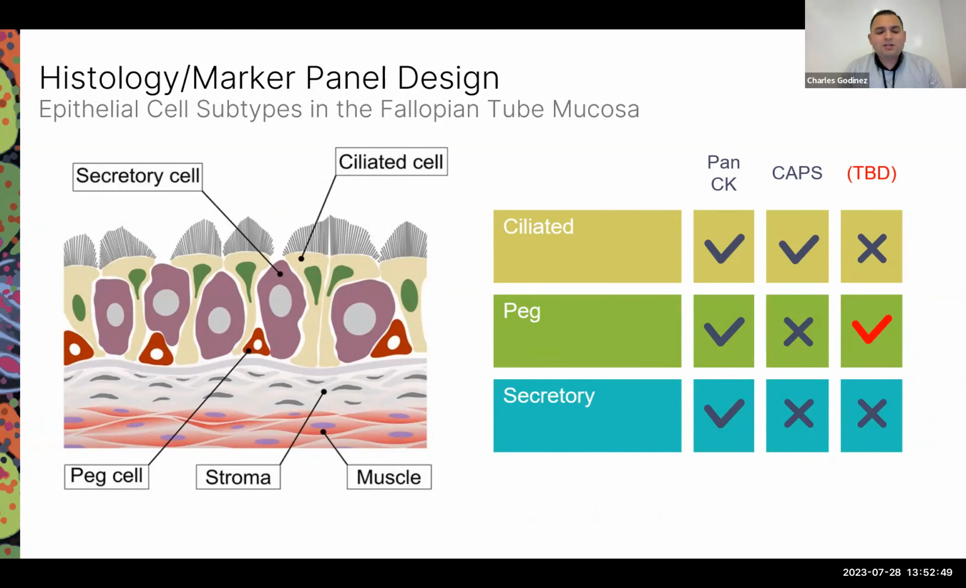So on the right, we have a chart showing the antibodies which we've selected and tested as unique markers for the ciliated and all epithelial cells in the fallopian tube mucosa. Starting with the first column, pancytokeratin targets all epithelial cells in the fallopian tube mucosa. In the following column, we have CAPS, which uniquely targets ciliated cells. And on the far right column, you'll notice we're still searching for the unique marker for the PEG cell, which will not only allow us to segment the PEG cell, but also the secretory cells by process of elimination.